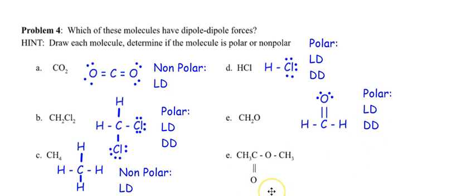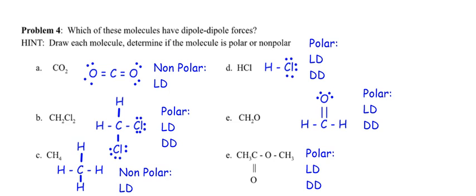So what about this one? Is it symmetrical? No. Do you see some highly electronegative elements, the N, O, F, or Cl? And the answer is yes, right here. So it is a polar molecule with London dispersion and dipole-dipole. Hopefully that helps. So what about the next one?